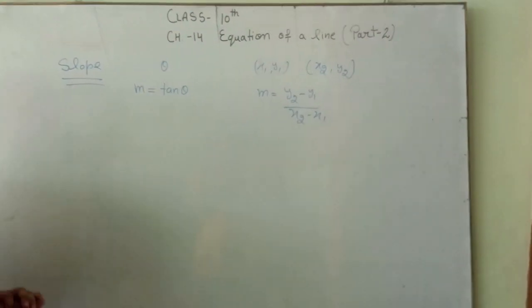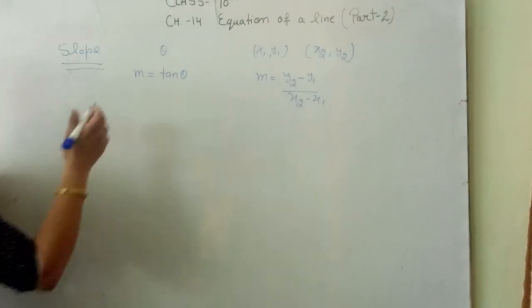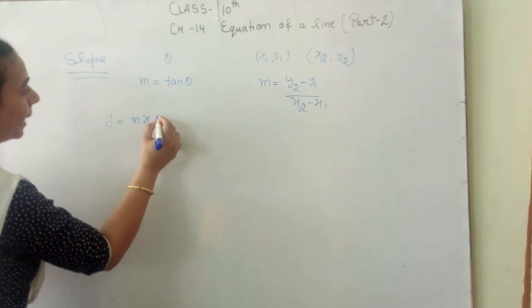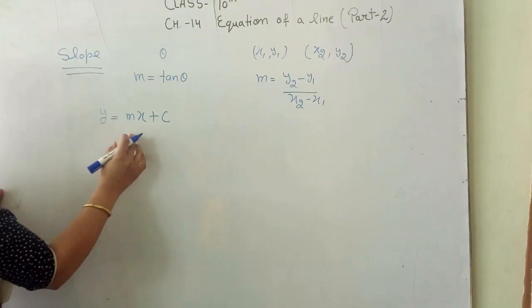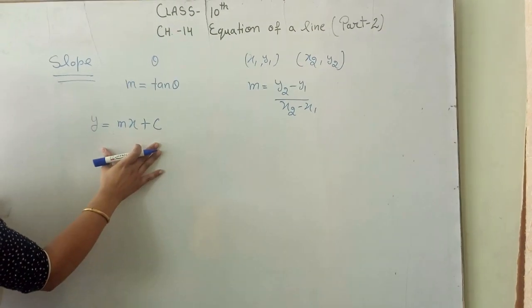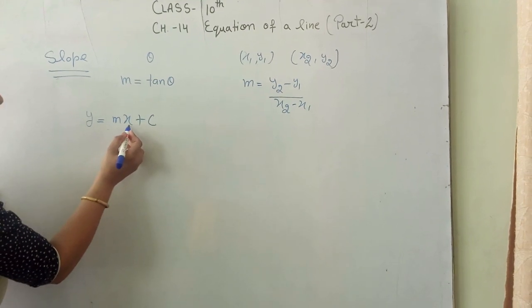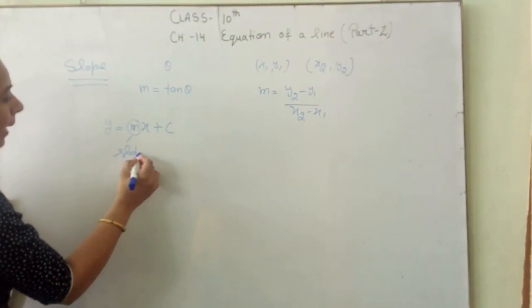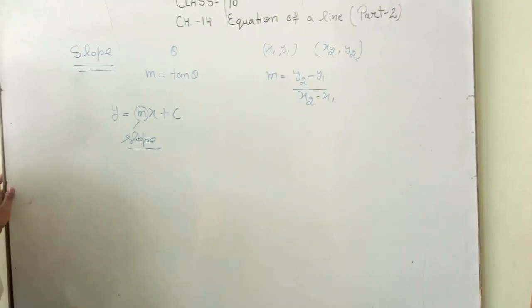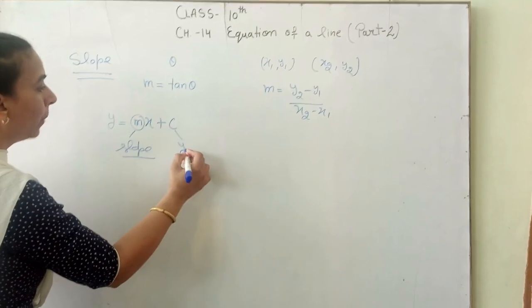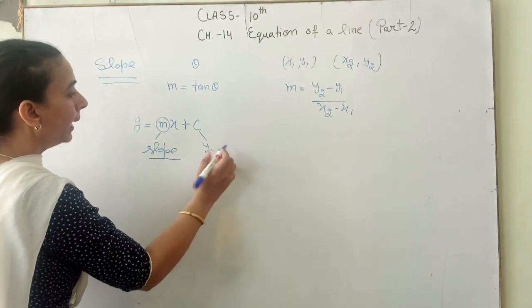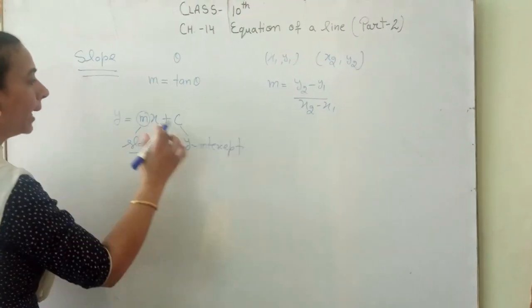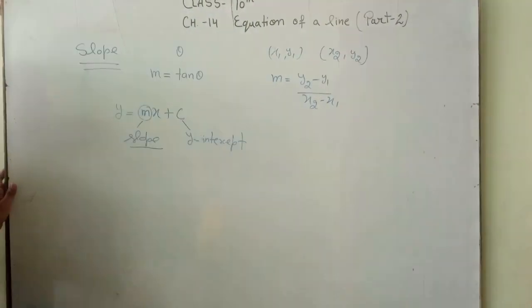There is another method for finding a slope. We have an equation of this type: y equal to mx plus c. This is a linear equation. Then the coefficient of x, m, is the slope of this line, and c is the y-intercept. C is the y-intercept and the coefficient of x, meaning m, is the slope.